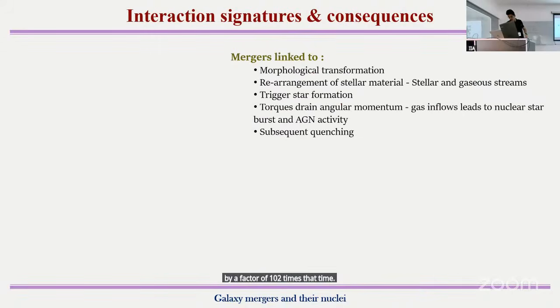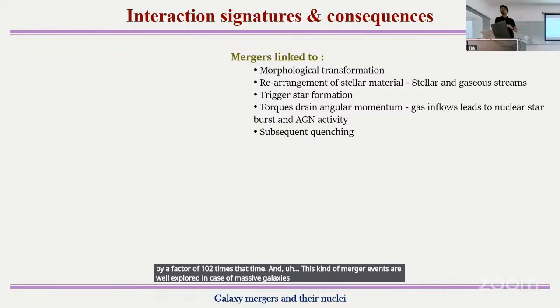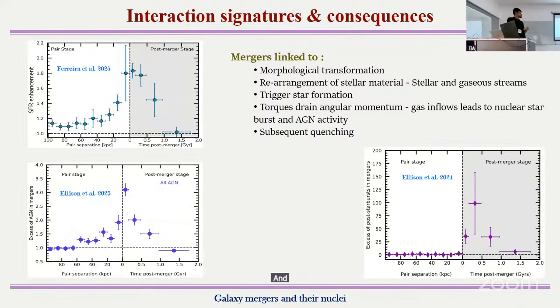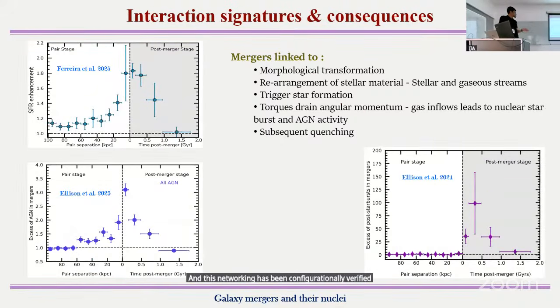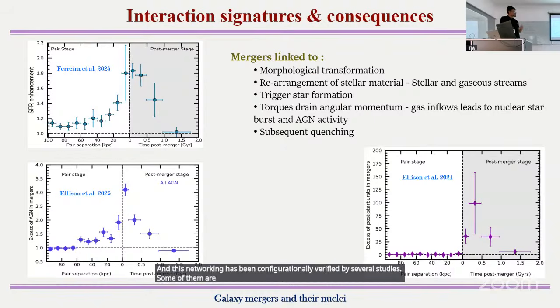These kinds of merger events are well explored in the case of massive galaxies, and it has been found that these could lead to morphological transformation. Rearrangement of the stellar material could induce features like stellar streams, tidal arms, and other features, and it could also trigger star formation activity as well as AGN activity. This has been observationally verified by several studies, some of them are here, but these kinds of events for low mass galaxies are not well explored.